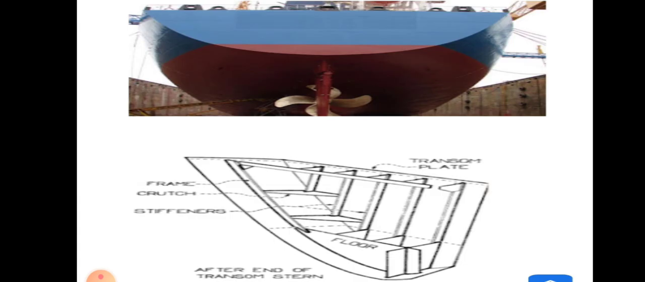This is a picture of a transom stern. In the vessel that I mentioned, this transom stern was also there in the aft structure. So this is the transom plate, frames, stiffeners, aft end of a transom stern.